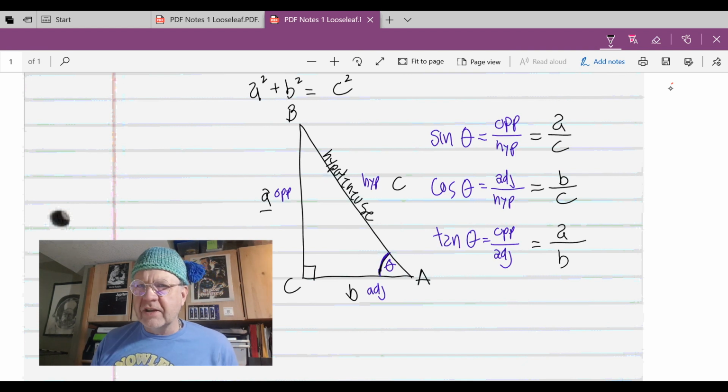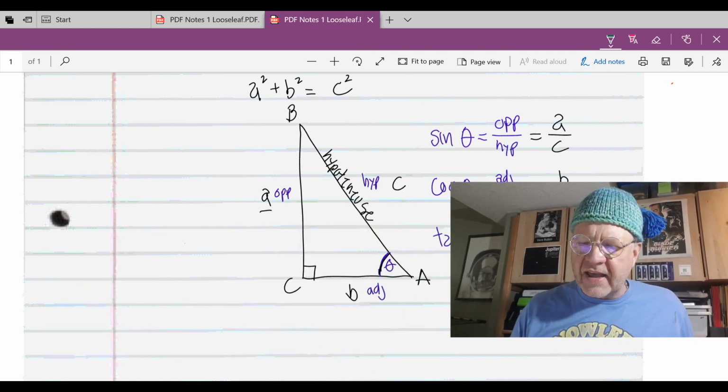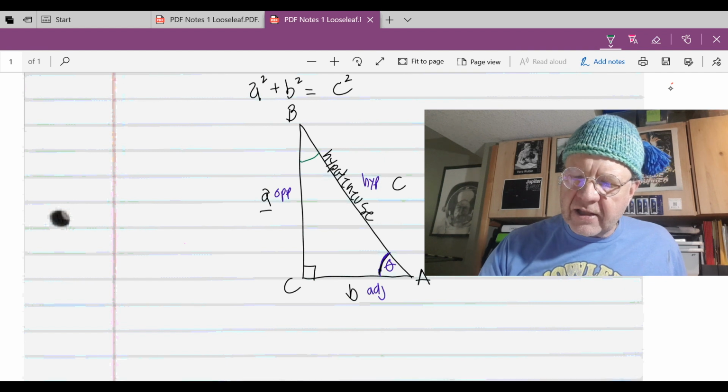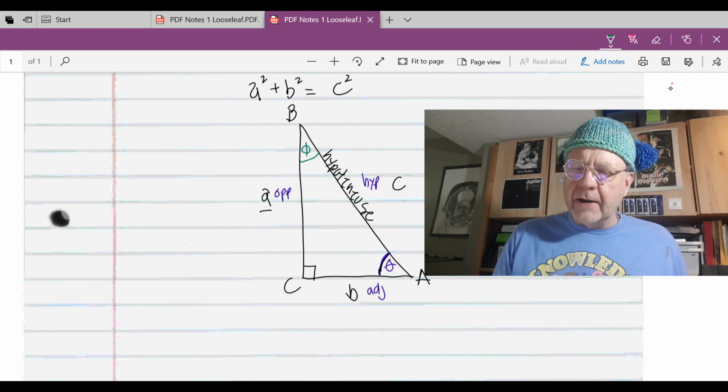And why I'm doing this is going to become clear in a second, because now I'm going to look at the other angle. I'm going to look at the complementary angle to angle theta, the angle that we don't have a name for here at the apex A. And I'm going to use another Greek symbol for that, which is very common. I'm going to use the Greek letter phi.